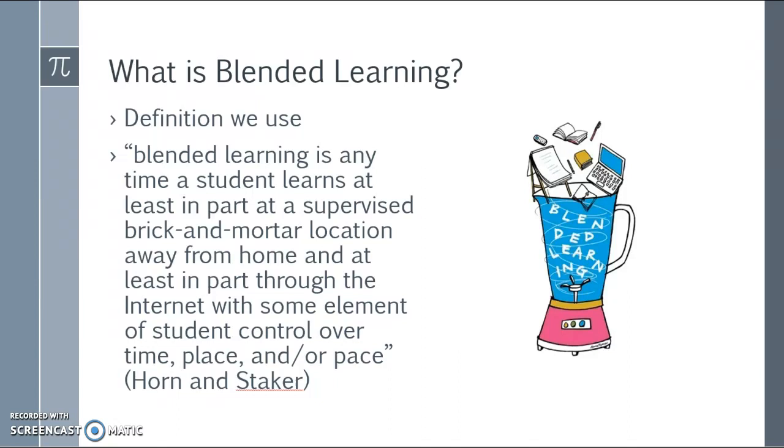Essentially, the important parts we need to look at are the brick and mortar location away from home, and at least part through the internet. So basically, traditional lecture at school and learning at home through the internet. And then the other element we have to look at is that the student controls time, place, and/or pace. At some point during blended learning, that also means the student can be in school learning the traditional way.